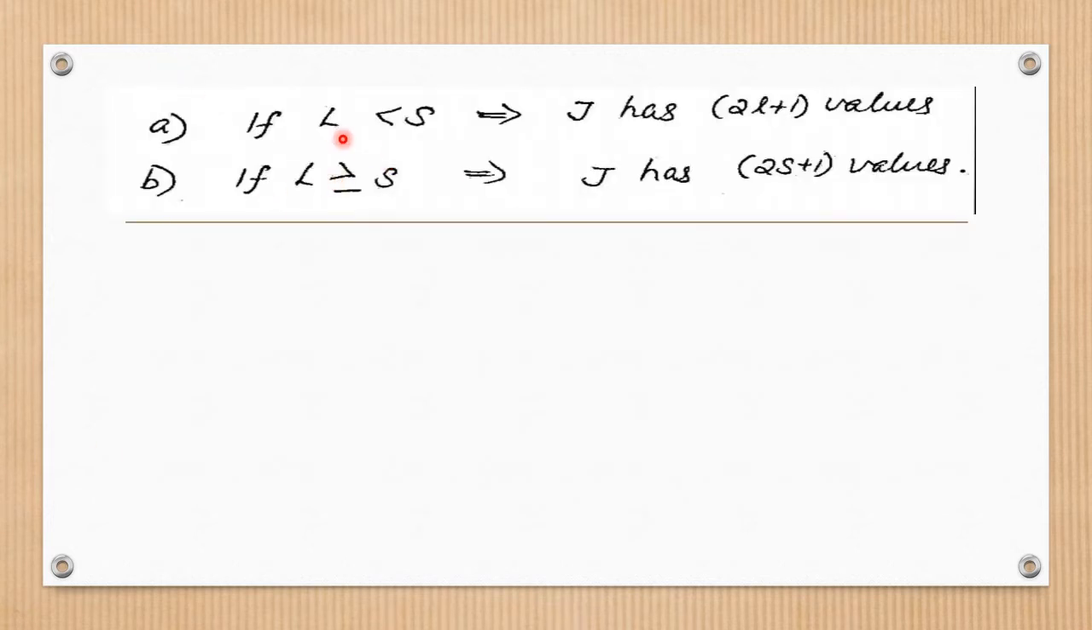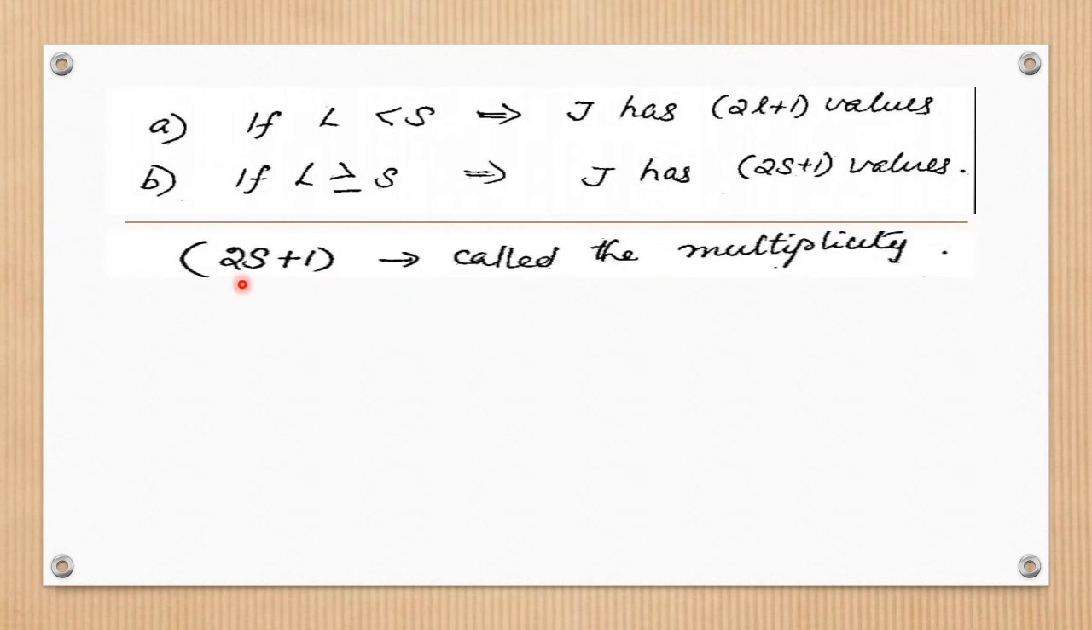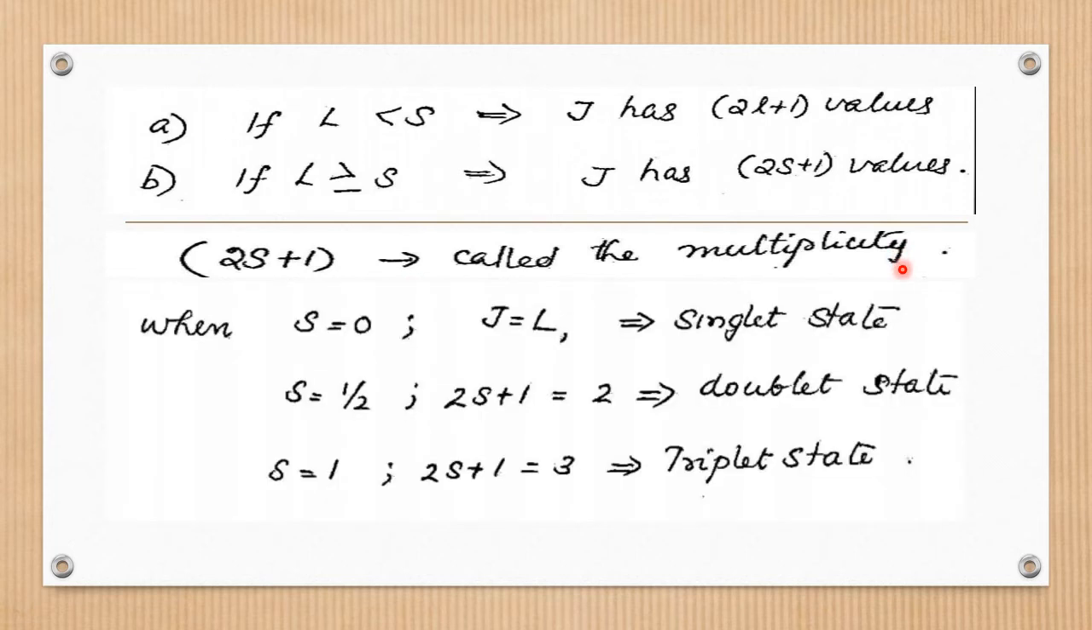Now, if L is less than S, J has 2L plus 1 values, and if L is greater than or equal to S, J has 2S plus 1 values in LS coupling. So this term, 2S plus 1 or 2L plus 1, is called the multiplicity.